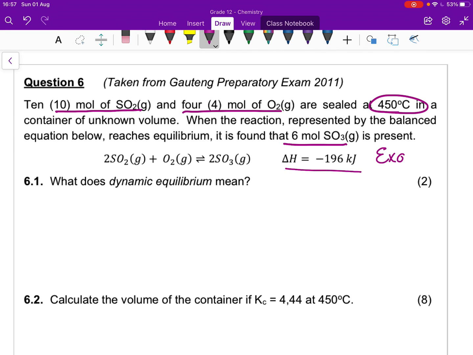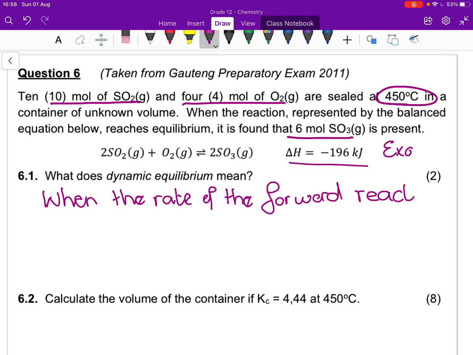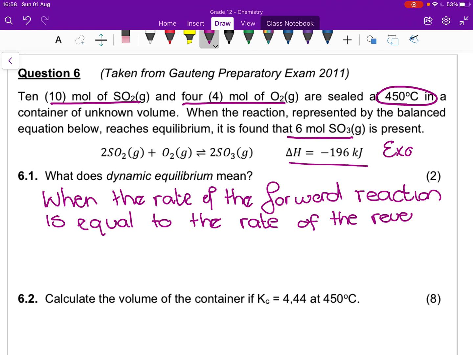What does dynamic equilibrium mean? It's when the rate of the forward reaction is equal to the rate of the reverse reaction. Straightforward. It's when the rates are equal.